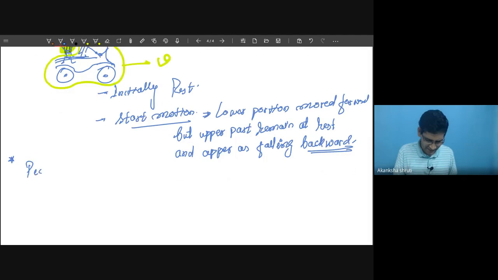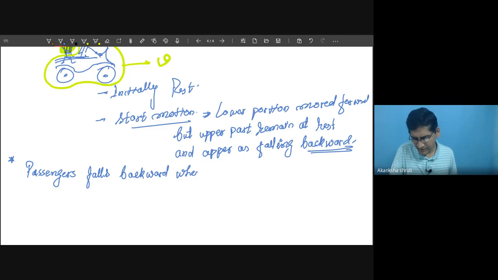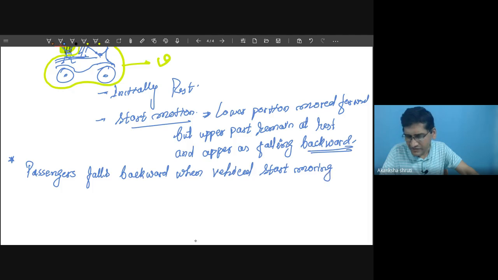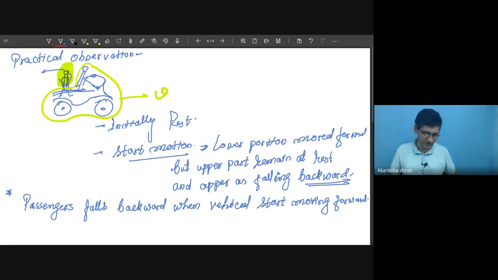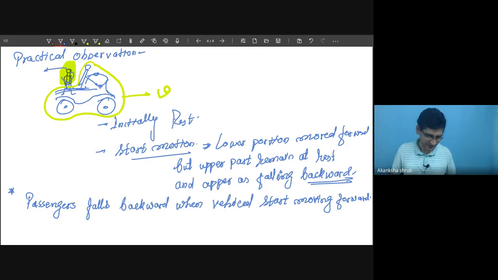Passenger falls backward when the vehicle starts moving forward. It need not be only the bike, it could be the train, it could be your car. So this is one of the important applications.